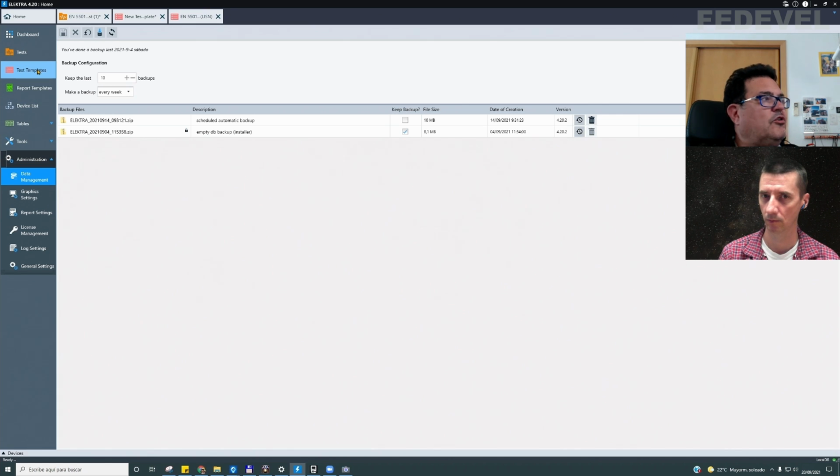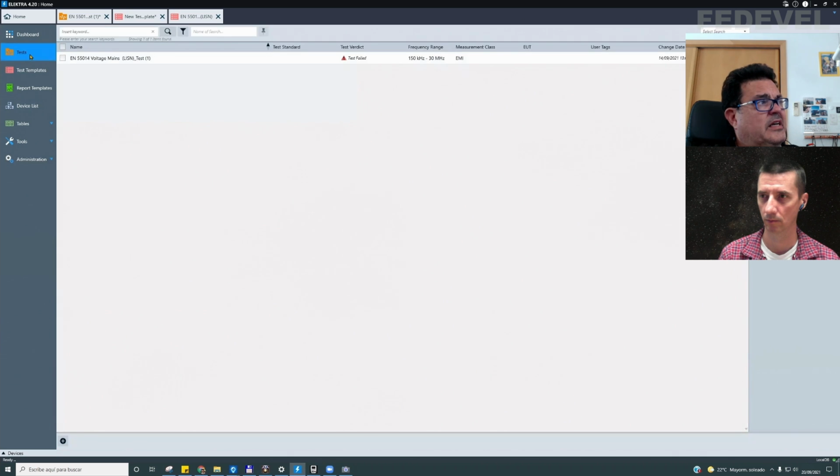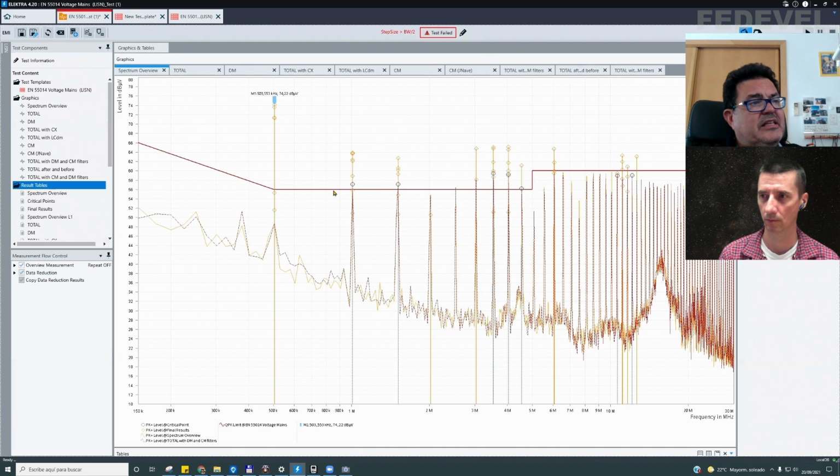And because you have a lot of test templates, considering a lot of different regulations, sometimes it's very useful because you only need to go to the specific template that is related with your product, and you can start from the beginning to measure. And the result of the test is usually something like this.